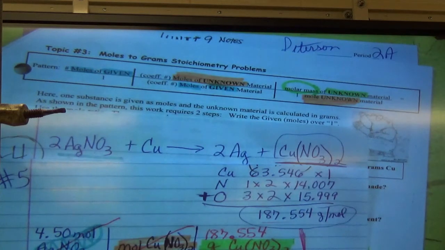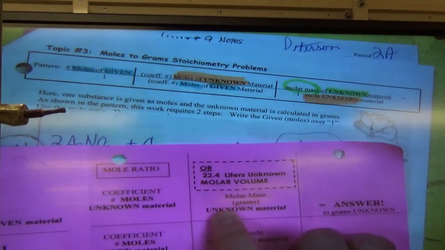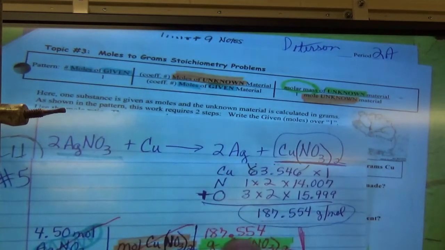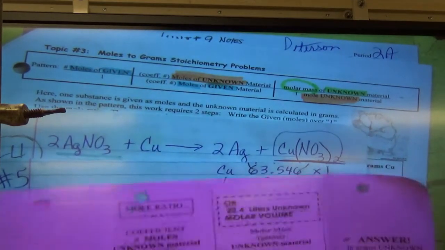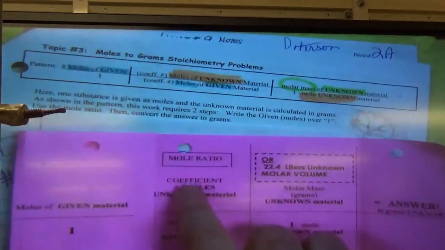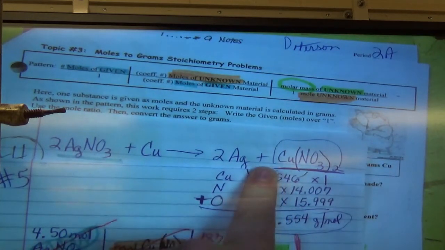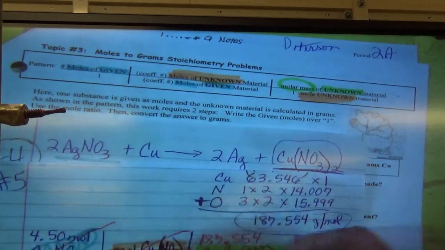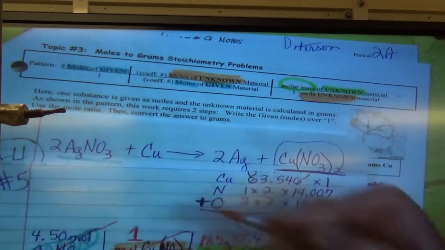Okay, now we can put in the other numbers. I already used the molar mass for the unknown that we just found. Okay, if I come back here, notice mole ratio uses coefficients. So what is the coefficient on copper 2 nitrate? What's the coefficient? 1. Yes, there's no number, and that means 1. Please write the 1 in the work.